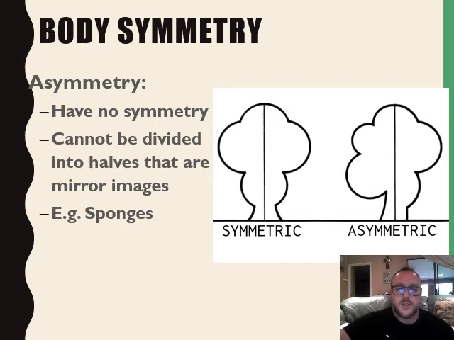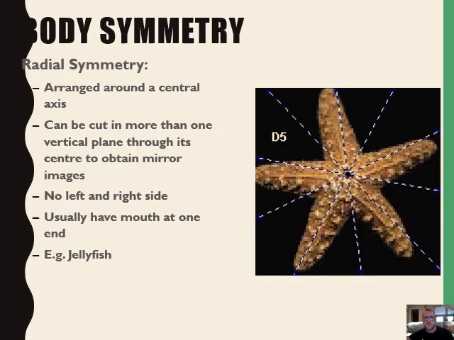So asymmetry, they have no symmetry whatsoever. I've put a little diagram on the right hand side. So the left one is symmetric and the right one is asymmetric. So A meaning the opposite of symmetry, so it is not symmetrical. They cannot be divided into two halves that are mirror images. Example, sponges.